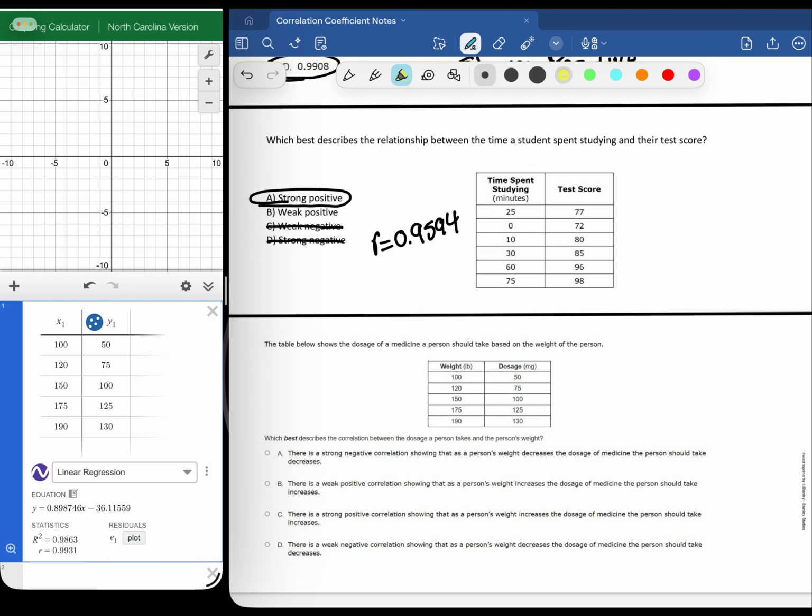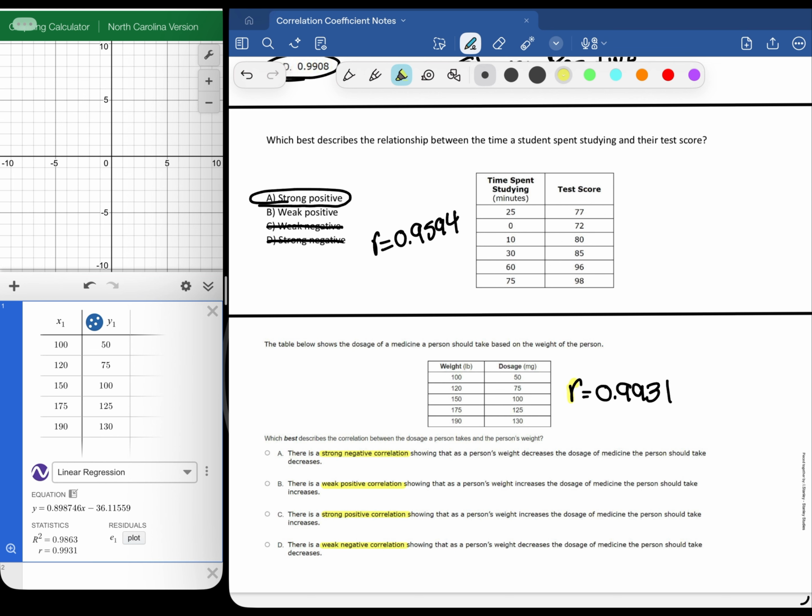Then we hit add regression, and then we can get our R value. So the R value that we have for this question is going to be 0.9931. So looking at the answer choices, choice A says that we have a strong negative correlation. Answer choice B says we have a weak positive correlation. Answer choice C says we have a strong positive correlation. Answer choice D says we have a weak negative correlation.